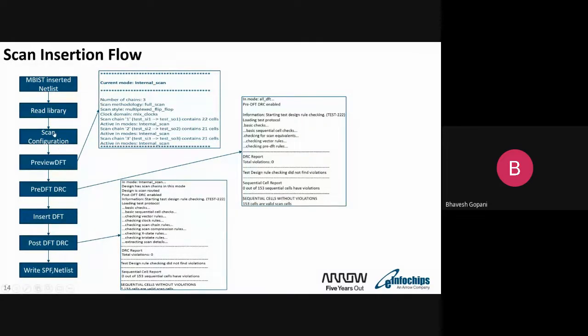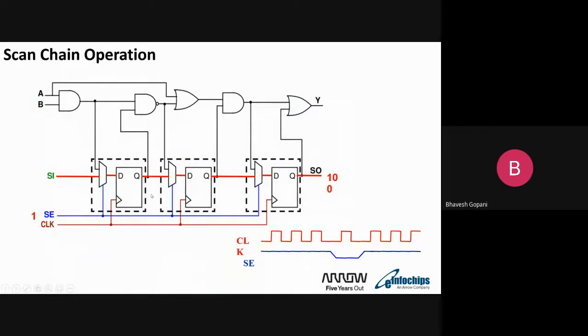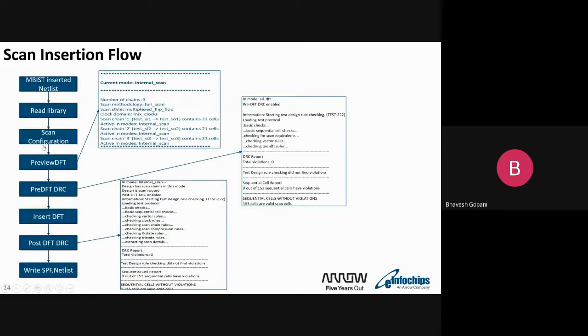How many IOs are there? How many scan clocks are there? In the previous slide we had only one scan clock. But if we have n number of scan clocks, 1 2 3 4 in a design, how many clocks do we need for the DFT purpose? Because the functional clock is always there, and this is the scan clock. Those things we need to identify first, and based on that we need to create the architecture.